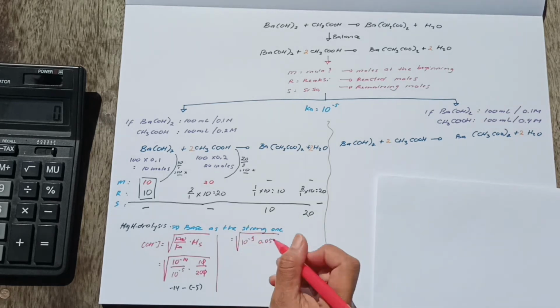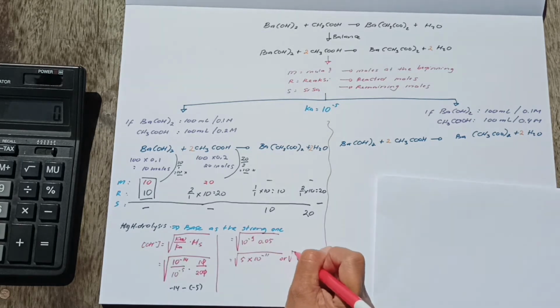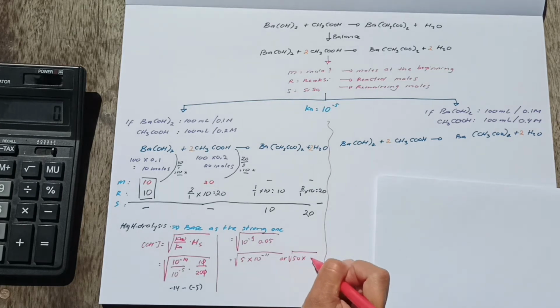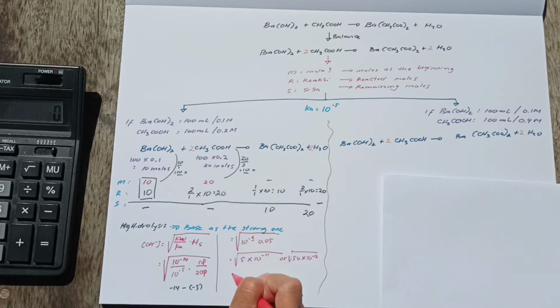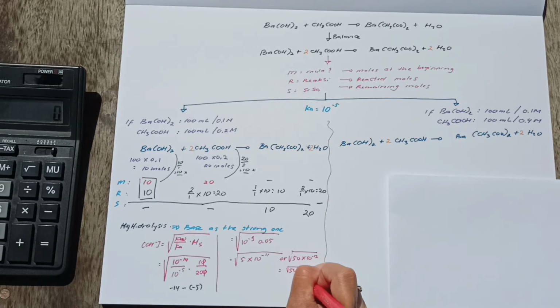Okay. Next, you're going to do this, which is 5 times 10 to the power of minus 11. Or you can also do it like this, 50 times 10 to the power of minus 12. Whichever you use will have the same answer. So I'm going to use this one. Yeah, I'm going to use the odd number. So it's going to be root of 50 times 10 to the power of minus 6.